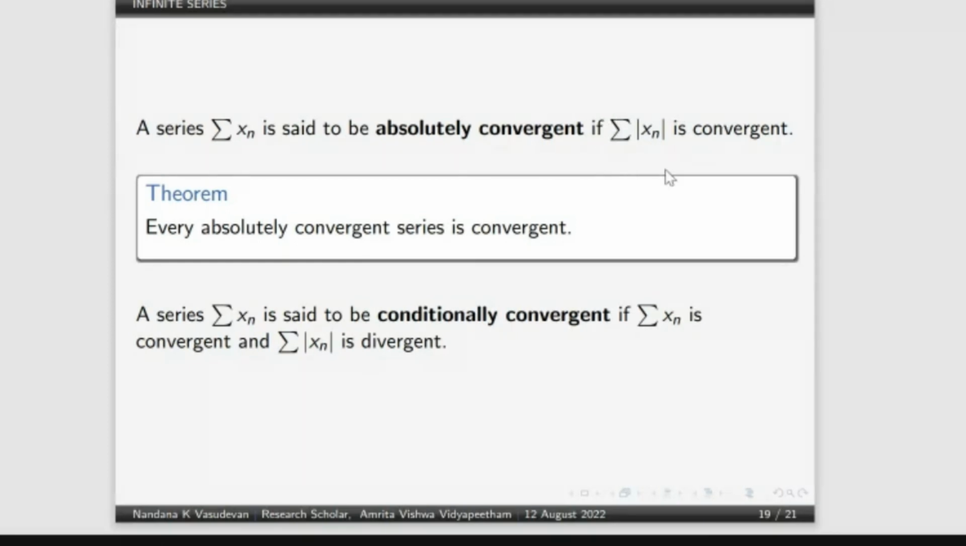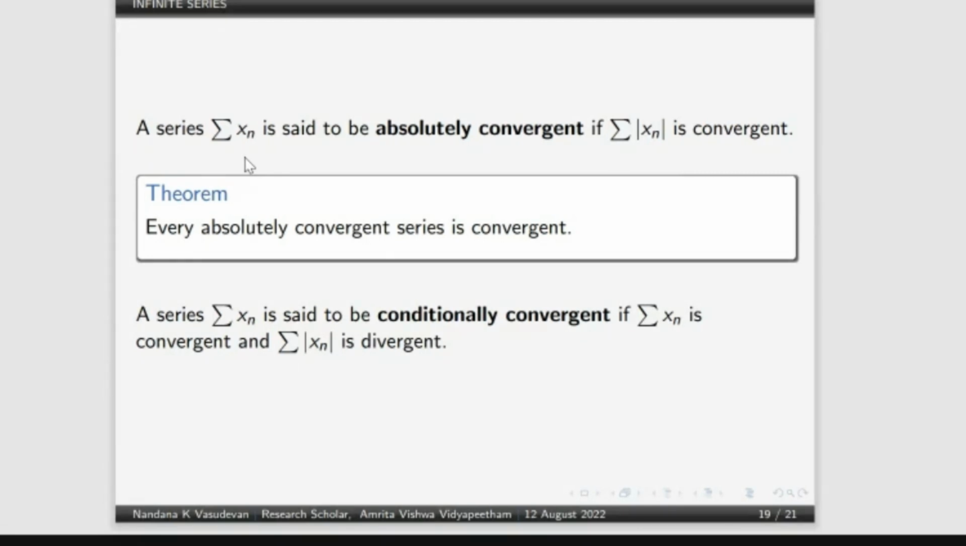When I'm taking mod xn, it will definitely be a positive term series, right? Because the terms in an alternating series alternate between positive and negative. So when I'm taking the modulus, all the terms become positive, which means I have obtained a positive term series. So I'll be checking the convergence of it using any of the tests that we have already discussed. And if it is convergent, then I can say that the alternating series that I have got is convergent.